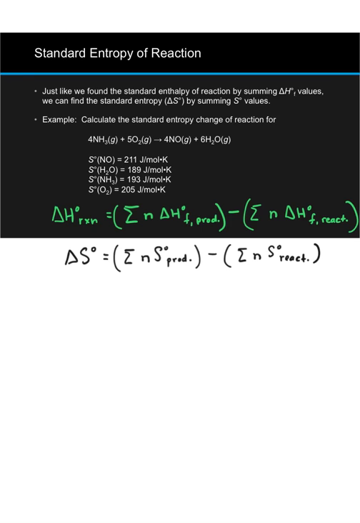For example, if we know the standard molar entropy for everything in this reaction between ammonia and oxygen to make nitrogen monoxide and water vapor, then we can calculate an overall entropy change at standard conditions for this reaction. For our products, we can calculate this quantity here by taking our coefficient of every product in turn, multiplying by the respective standard molar entropy, and summing these results together.